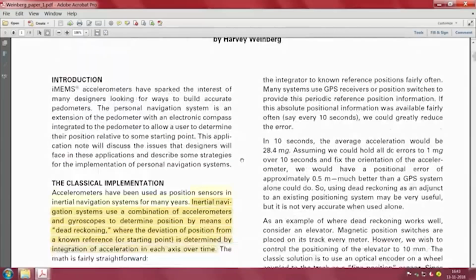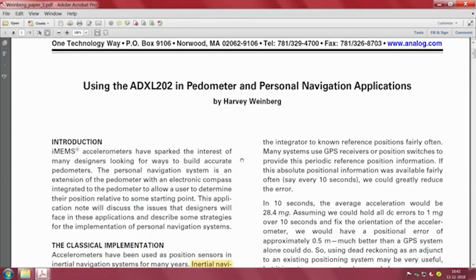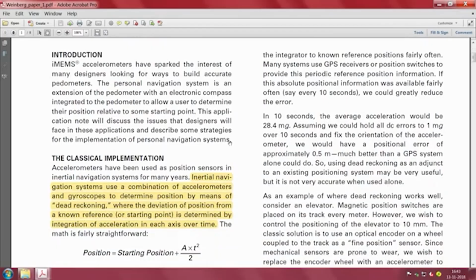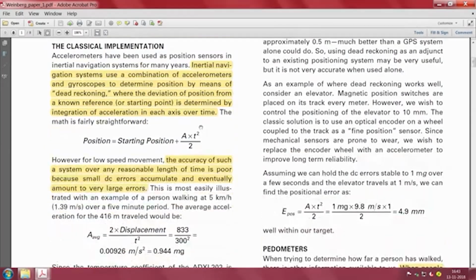This paper is written by a person named Harvey Weinberg, and essentially he comes up with a nice expression, which we call the Weinberg expression, for estimation of stride length.